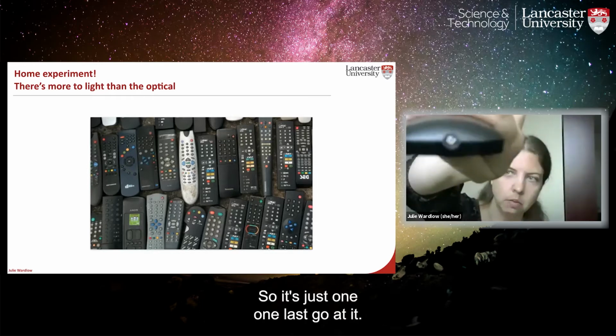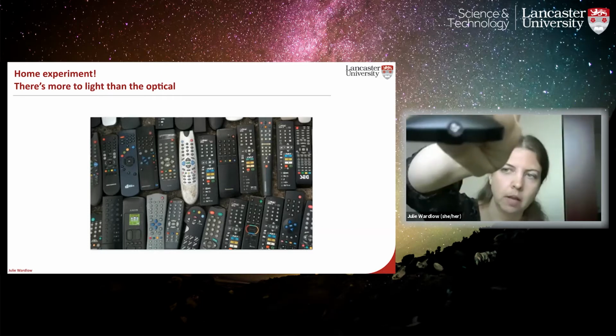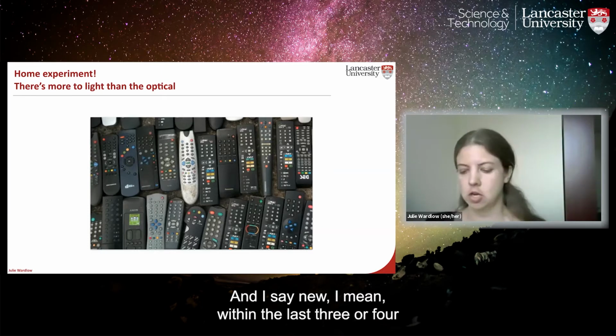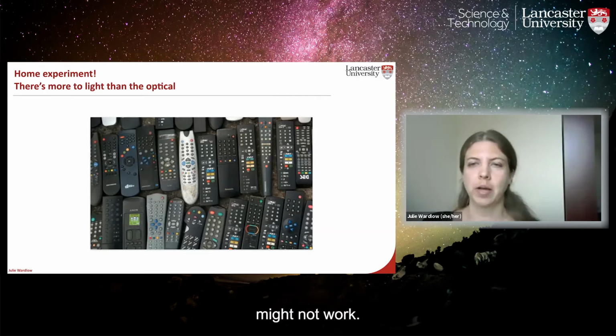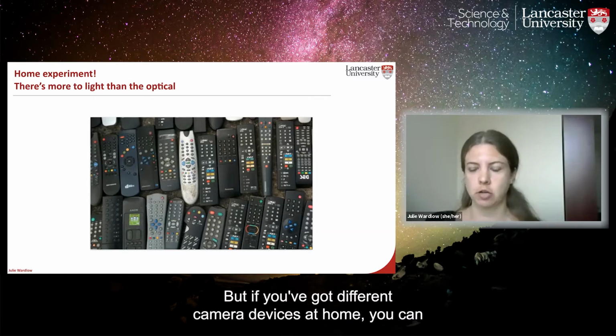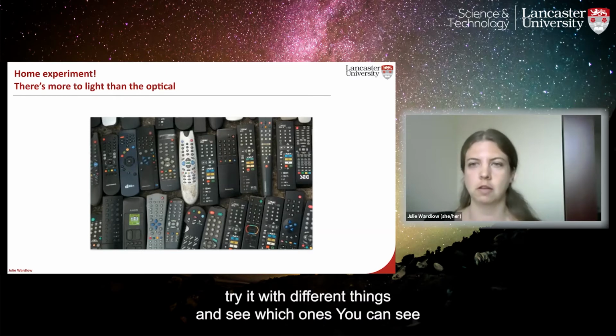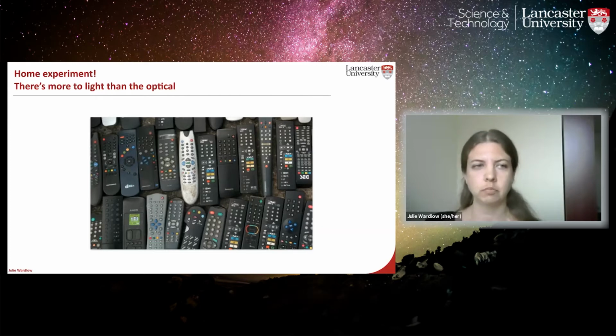So it's just one last go at it. Some new phones, and by new I mean within the last 3 or 4 years at this point, have an extra filter on, so they might not work. But if you've got different camera devices at home, you can try it with different things and see which ones can see that infrared signal and which ones can't.